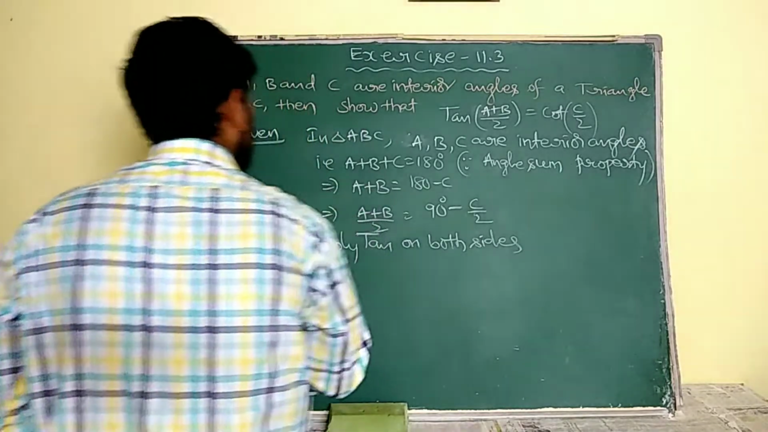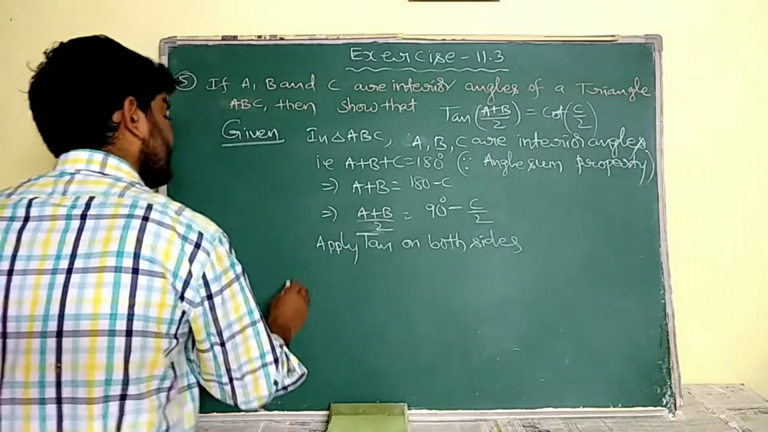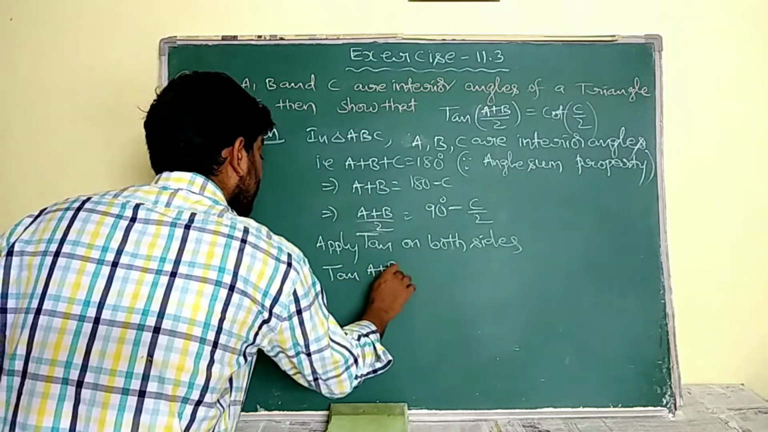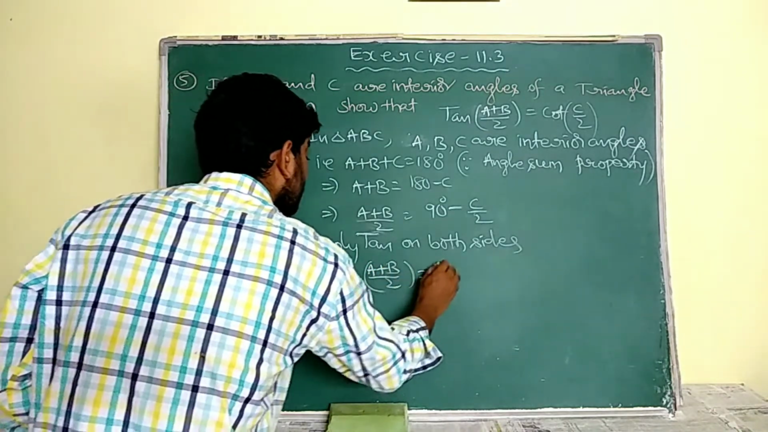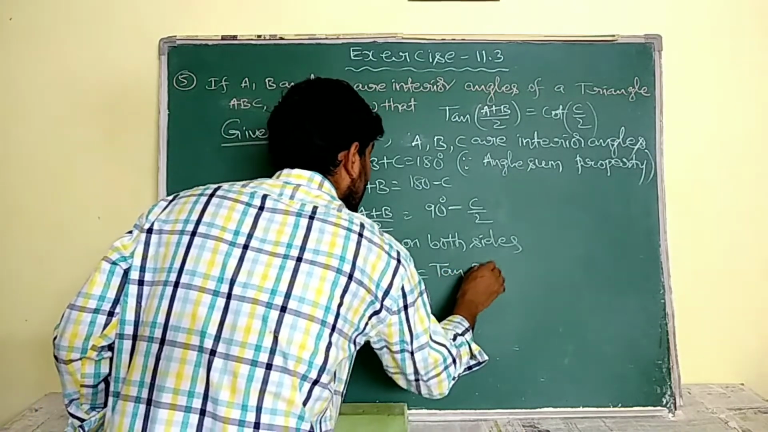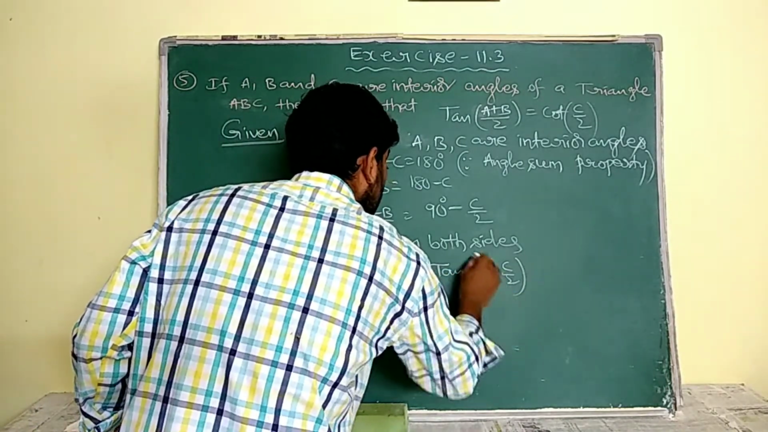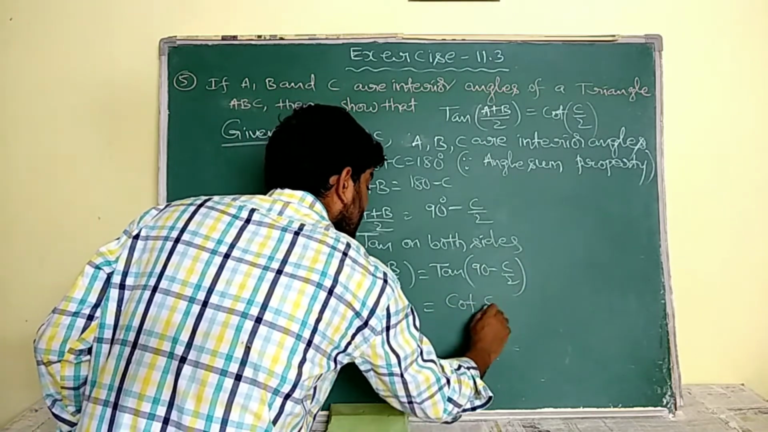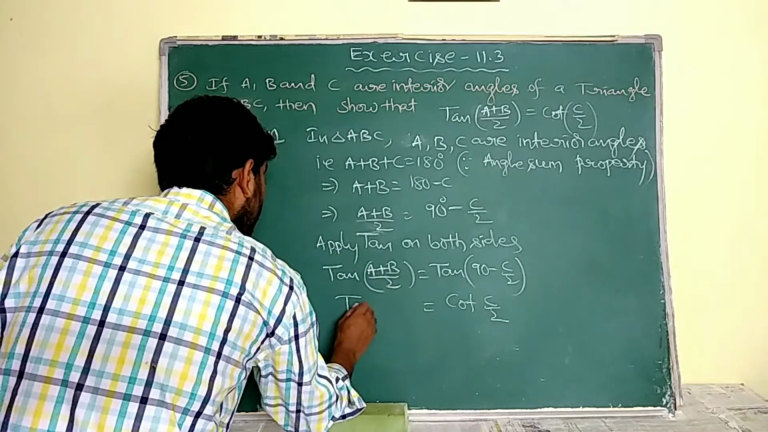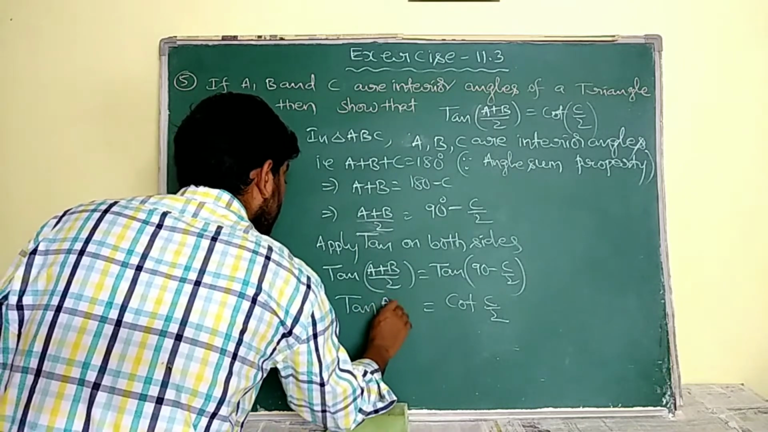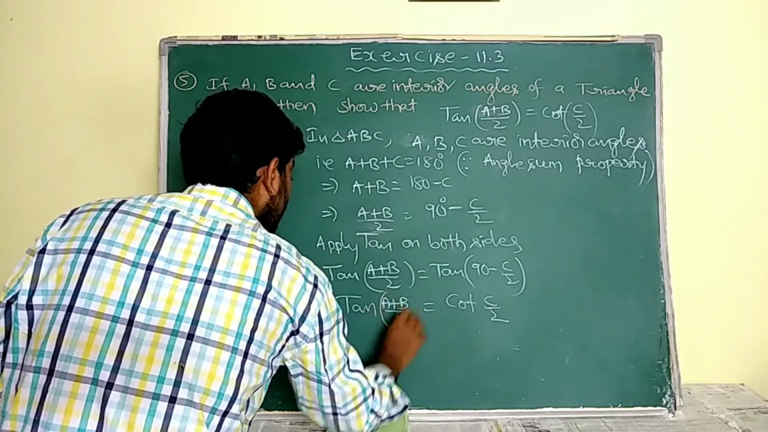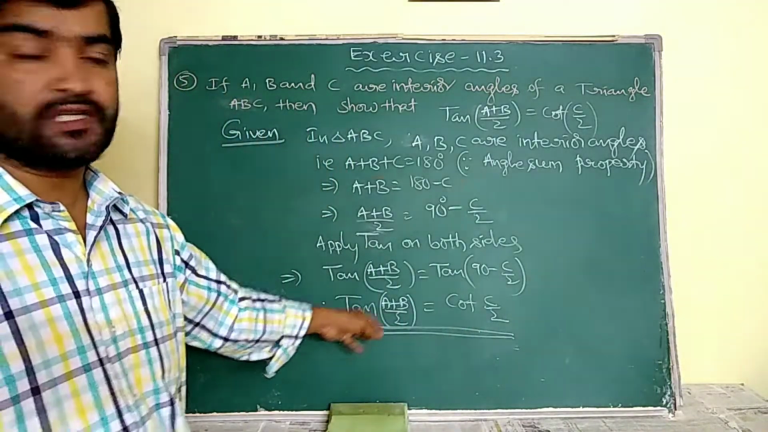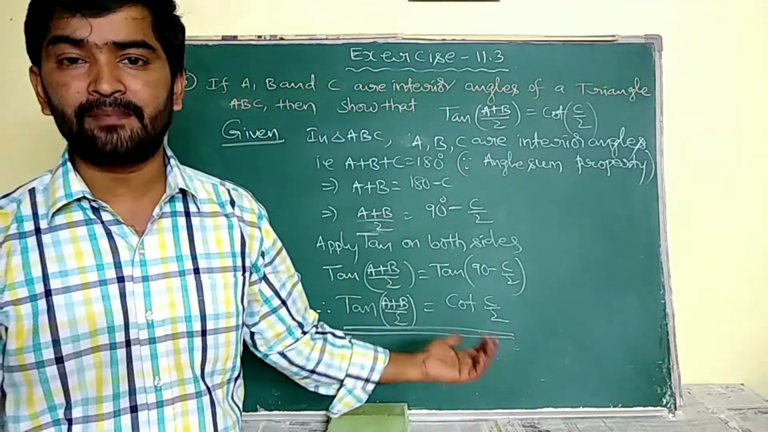Apply tan on both sides. That implies tan (A plus B) by 2 is equal to tan (90 minus C by 2). So see, tan (90 minus theta) we know that is cot theta, that is cot C by 2. Therefore, the problem is solved. Why? Because he asked us to prove tan (A plus B) by 2 is equal to cot C by 2. We obtained it.